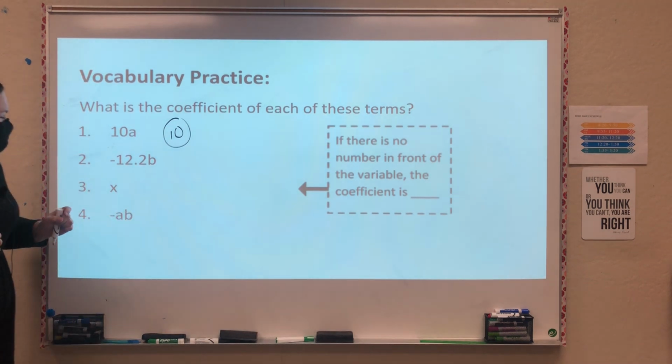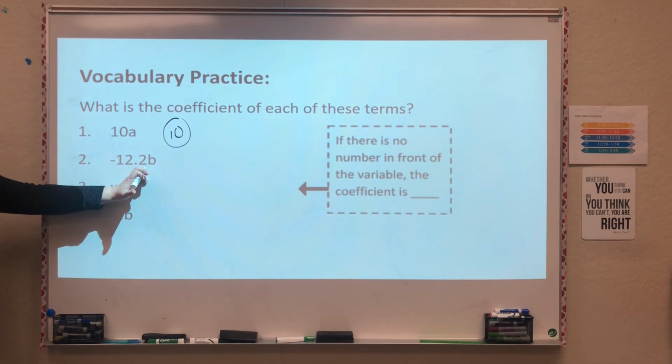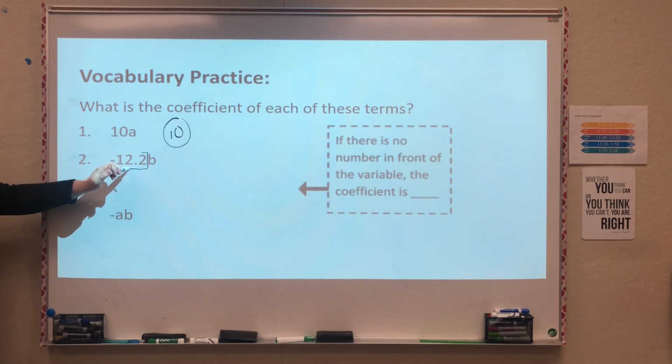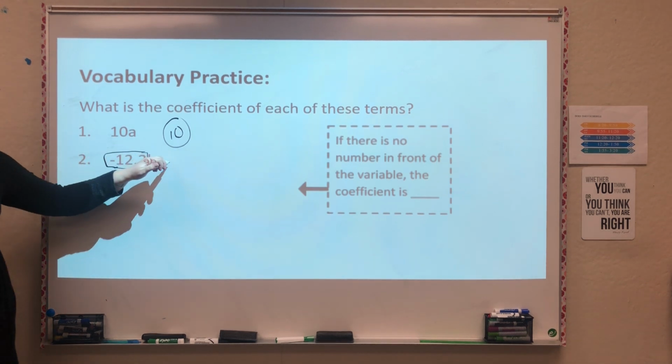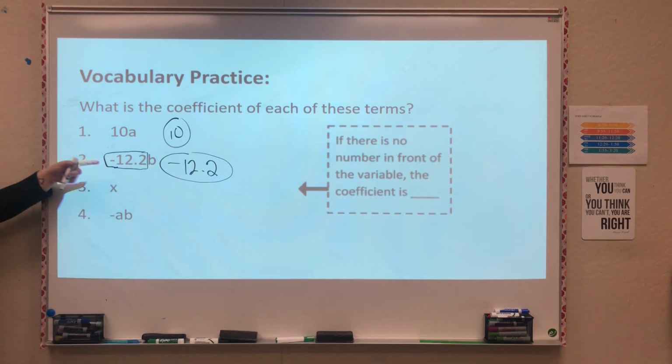All right, let's talk through them. Number 2, what is the coefficient? 12.2. What's the number in front of B? 2. Nope. 12. You keep leaving something off. Negative 12.2. Yeah. Why don't you like that negative sign? Negative 12.2. If it's negative, that's part of the coefficient. It's part of the number.